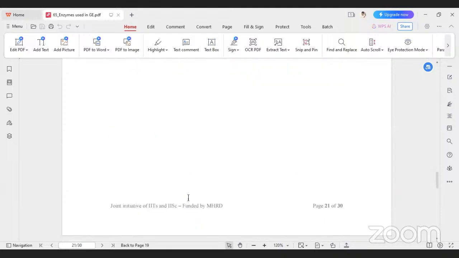So that is the methylase and any other extra information in our book. Let's see methylation in our book also. So we'll have to look through this, okay.